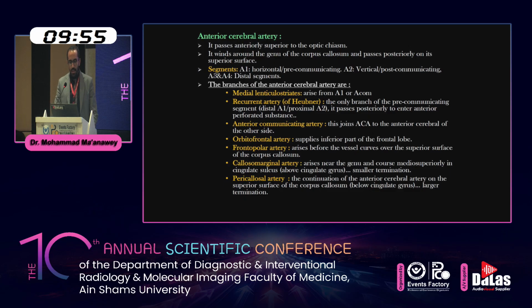The anterior cerebral artery passes anteriorly, superior to the optic chiasm, and it has 4 segments: A1, A2, A3, A4, called horizontal, vertical, and distal segments. Branches of the anterior cerebral artery are medial lenticulostriate, recurrent artery of Heubner, anterior communicating artery, orbitofrontal and frontopolar arteries, and callosomarginal and precallosal arteries.